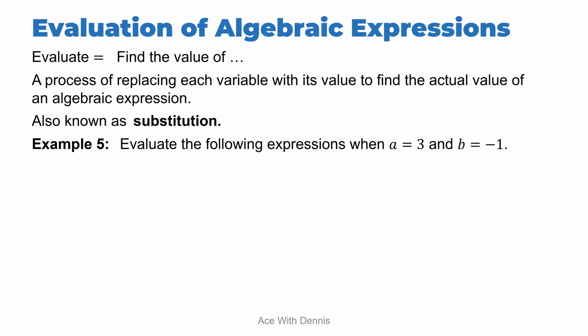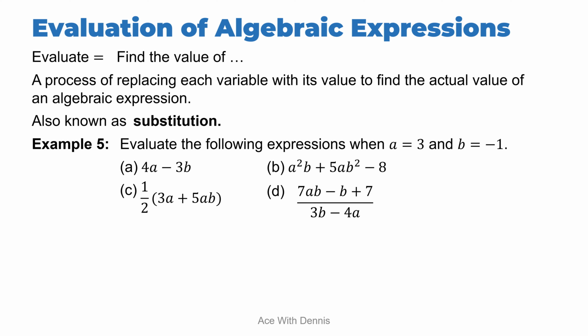Evaluate the following expressions when a equals 3 and b equals -1. A. 4a minus 3b. B. a squared b plus 5b squared minus 8. C. Half times 3a plus 5ab. D. 7ab minus b plus 7 over 3b minus 4a.